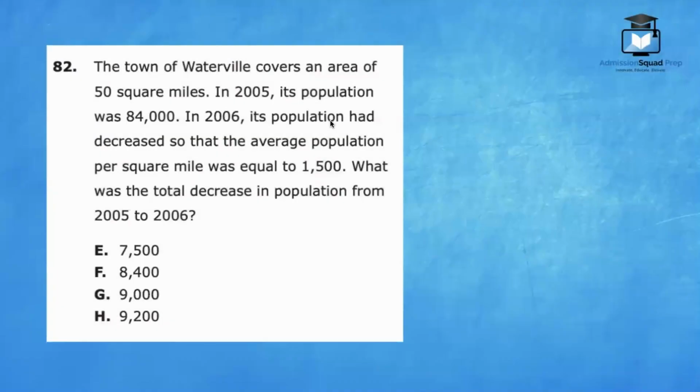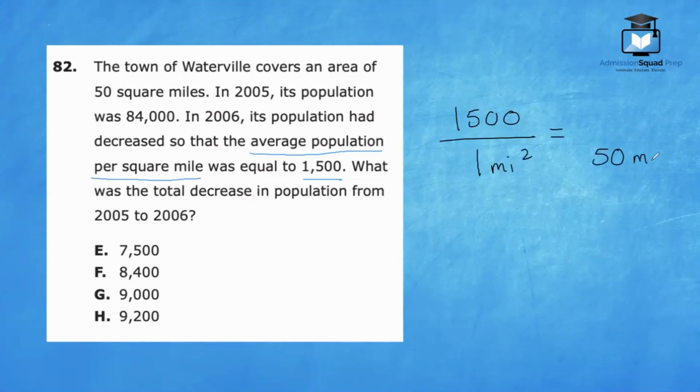Number 82. The town of Waterville covers an area of 50 square miles. In 2005, its population was 84,000. In 2006, its population had decreased so that the average population per square mile was equal to 1,500. What was the total decrease in population from 2005 to 2006? Let's start off with the information given in 2006. It says the population had decreased, so the average population per square mile was equal to 1,500. That means 1,500 people for each square mile. And there are 50 square miles.